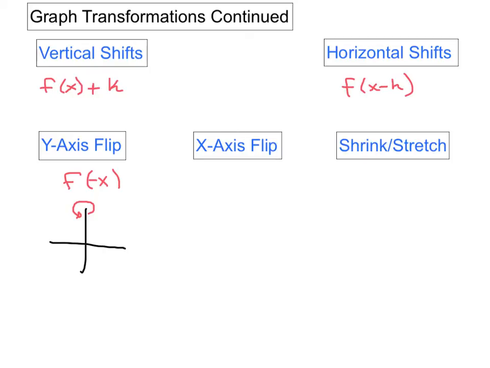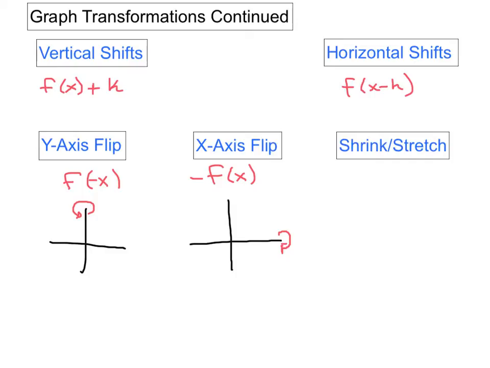So an x-axis flip is when we multiply a negative on the outside of the function. And it's going to be a flip over the x-axis. Okay. Again, this will make more sense when we start doing some graphs.